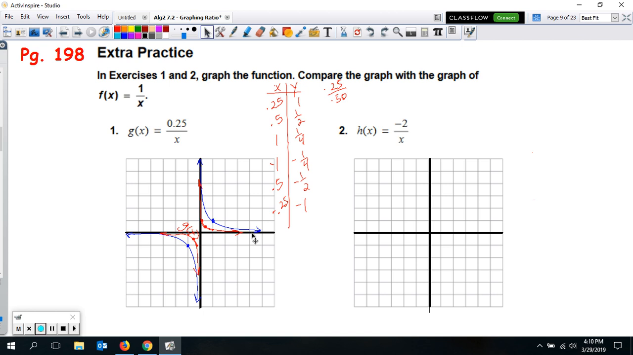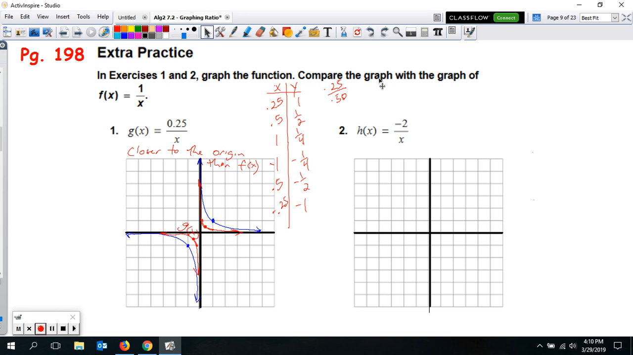So you can see right there the comparison between the parent function and the new function that we have is that this was actually just closer to the origin. So when it says compare the graph to the parent function, we can say, well, it's closer to the origin than f of x. g of x is closer to the origin than f of x.